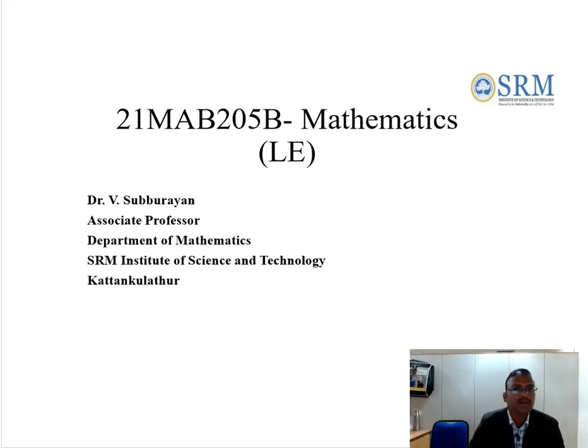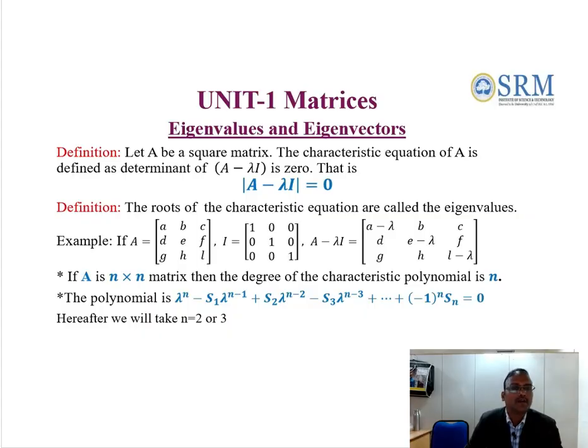In this lecture, we are going to see the matrices, in particular, the eigenvalues, eigenvectors, and applications of eigenvalues and eigenvectors. First, let us see what is the definition of eigenvalues and eigenvectors. Let A be a square matrix. The characteristic equation of A is nothing but the determinant of A minus lambda I equal to 0.